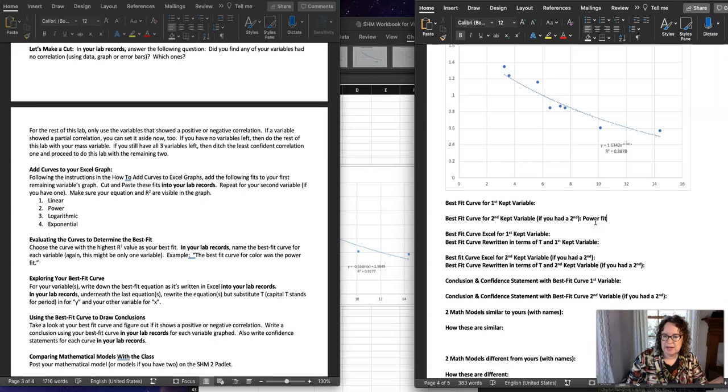So what you want to do right now is look at the R-squareds for your 4 fits and then write down what the name of the fit is, okay? One of these 4 names over here for your winner for both curves if you've got 2, so go ahead and do that now.